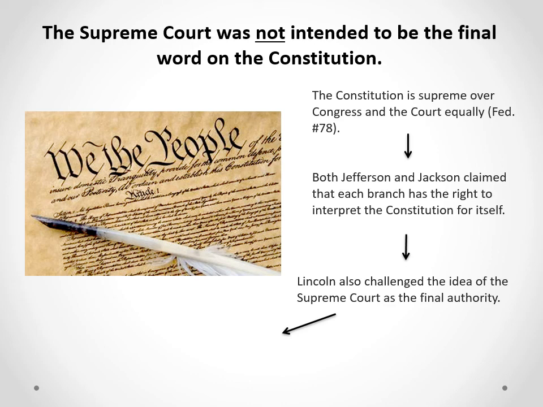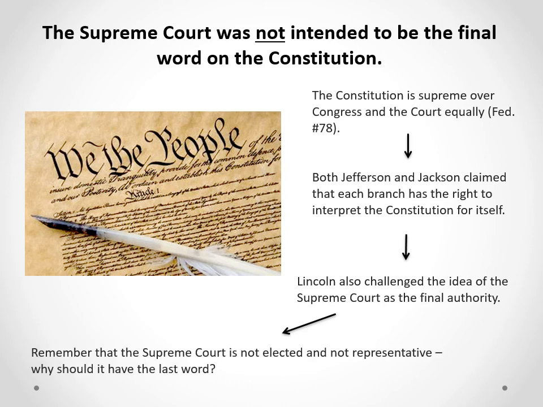They should not be the final word. Yes, they have a role in checking and balancing the other branches, but they should not be the final word. Remember, a Supreme Court, not elected, not representative. And the founders believed that it was the people who were to have the ultimate power.